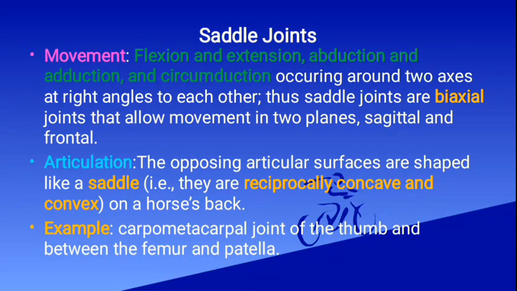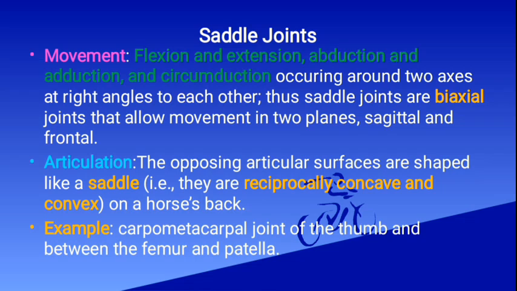Next we talk about the saddle joints. These are biaxial. They allow movement around two axes at right angles to each other. The movements include flexion, extension, abduction, adduction, and circumduction. They allow movement in two planes, sagittal and frontal. The articulating surfaces are shaped like a saddle. If you have seen horseback riding, that's the way the saddle joint is.